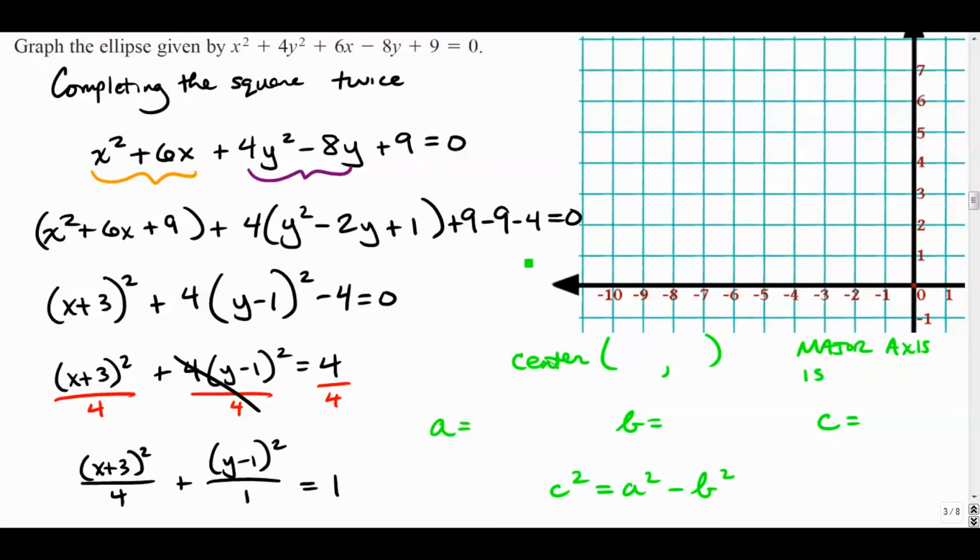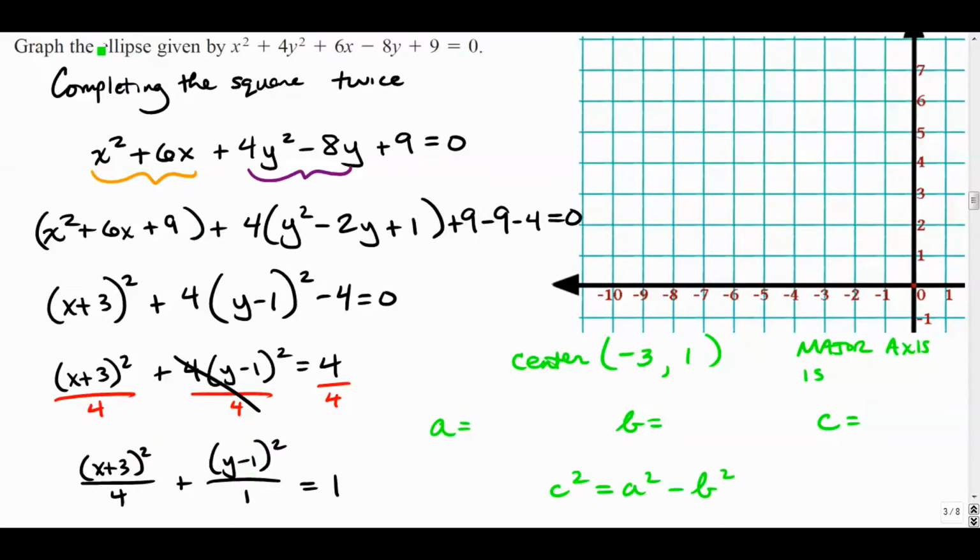Alright, so here we go. Let's first talk about our center. Our center is (-3, 1), and I'm getting those from these binomials here. If it's +3, your center is -3. If it's -1, your center is +1.